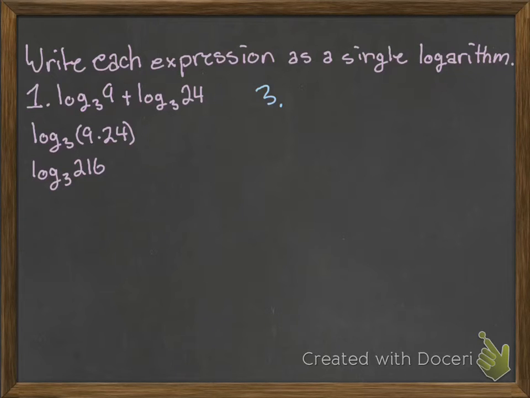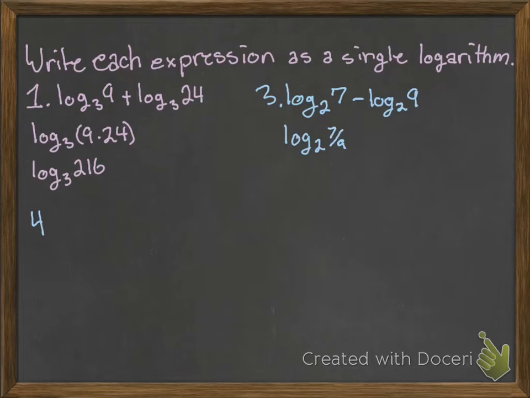Okay, let's do problem number 3. Log base 2 of 7 minus log base 2 of 9. Now when I'm subtracting, what do I do with my x's? I divide them. Good. So log base 2 of 7 over 9, the first divided by the second. And there's our answer. That was even easier.